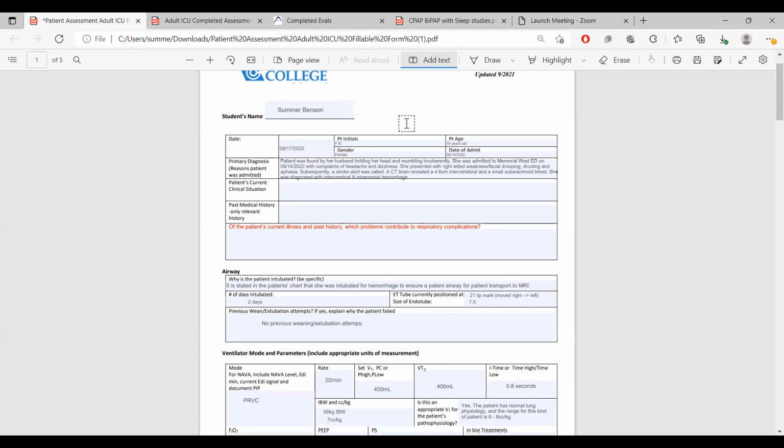I hope so. Okay, so we're going through the patient assessment and what to put down for certain categories. Yes. So this is what I was wondering, because I feel like in the example, she kind of almost just pasted the same thing over and over again, for the primary diagnosis, patient's current clinical situation. It all seemed like the same thing posted over and over again, to me at least.